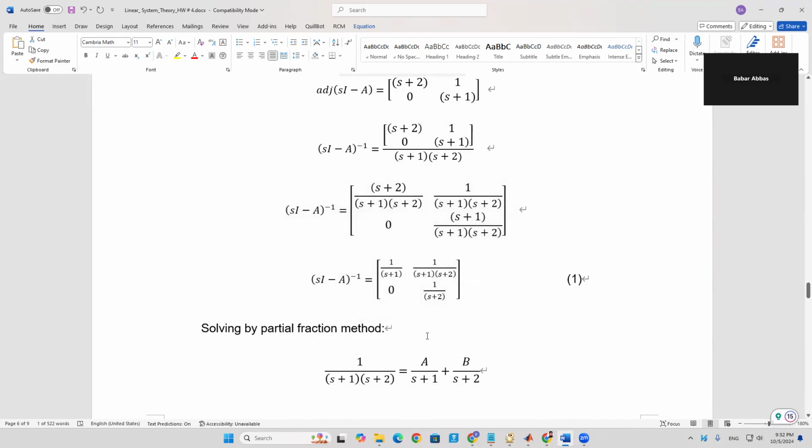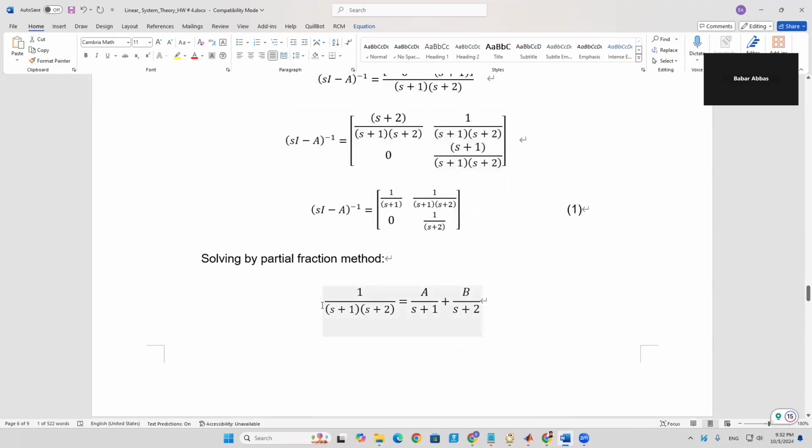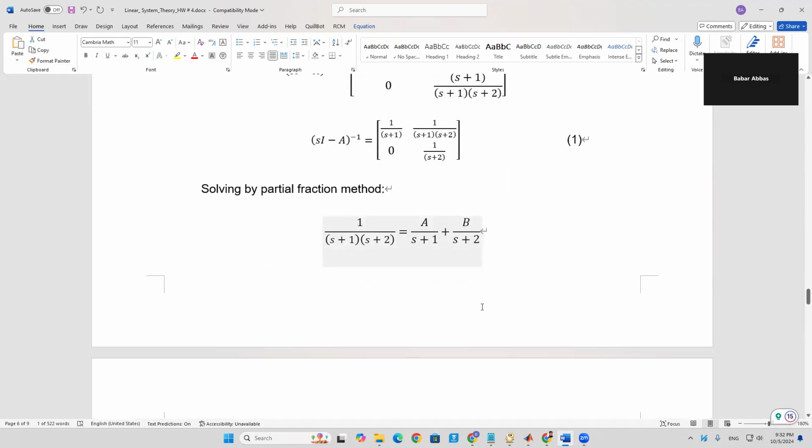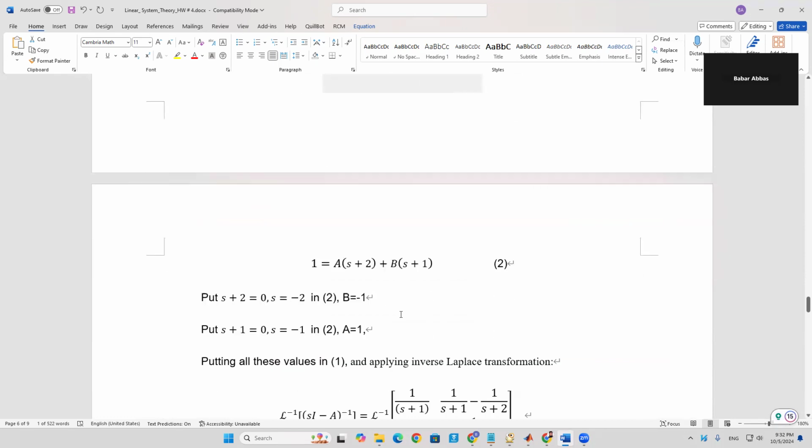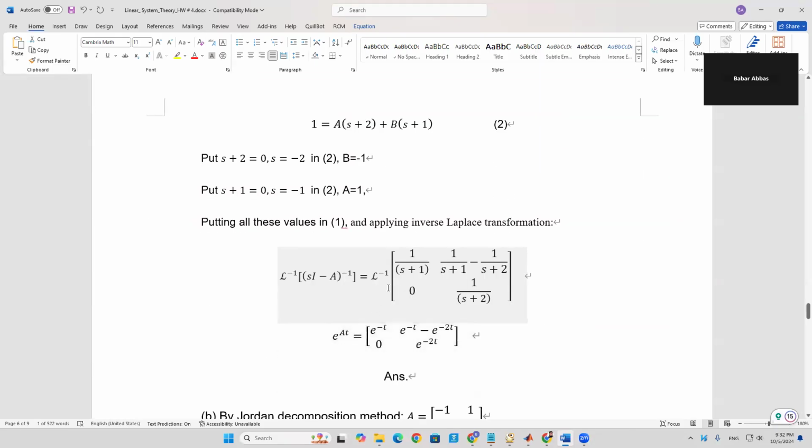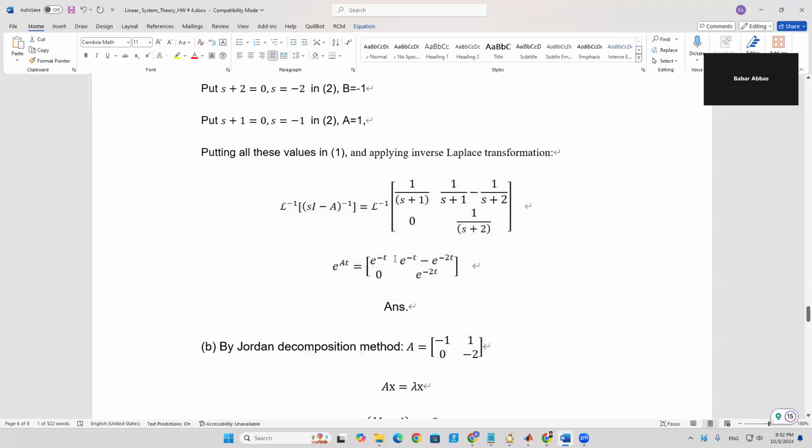So here we have a polynomial in the denominator. We will simplify this denominator by using the partial fraction method, by putting s equal to minus 2 and similarly s equal to minus 1. So we got a equal to 1 and b equal to minus 1. By applying the inverse Laplace transformation, we got these values, e to the power minus t, and these are all the values.